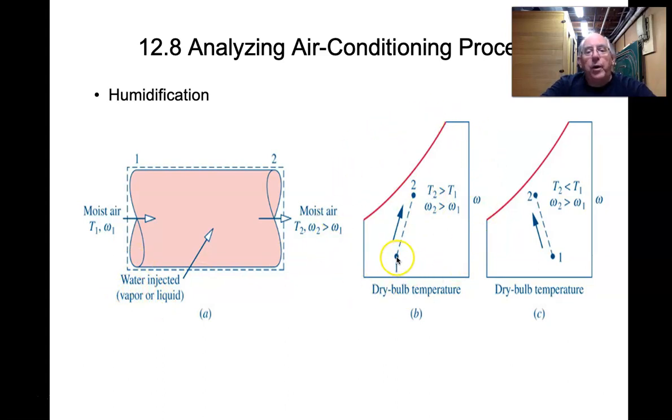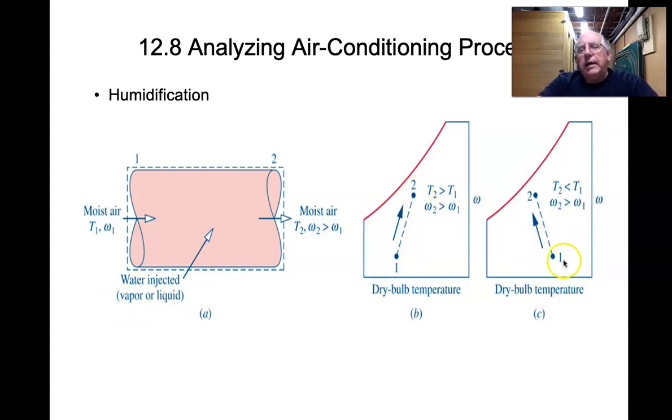We start at this point at a low dry bulb temperature and a low humidity ratio, and the effect of adding the higher temperature vapor causes the mixture not only to rise in temperature, but to increase in humidity ratio. And so the process for injecting vapor would look like this, going up in that direction.